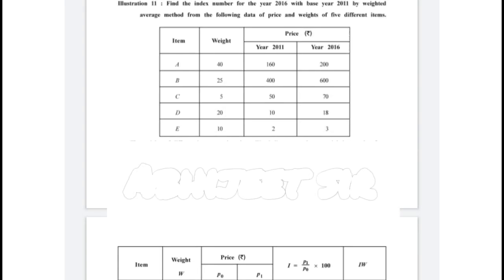Based on the formula which we have learned, solving illustration number 11. Find the index number for the year 2016 with the base year 2011 by weighted average method. See, it's already told: weighted average method, from the following data of price and weight of 5 different items. In the question, items A, B, C, D. Weight is already given. Prices of 2 years are given, one for 2011, other for 2016. So the base year will be 2011, so P0 is 2011 and P1 is 2016.